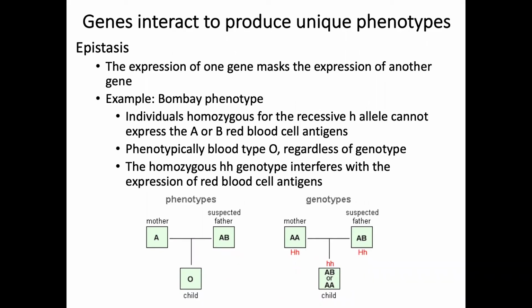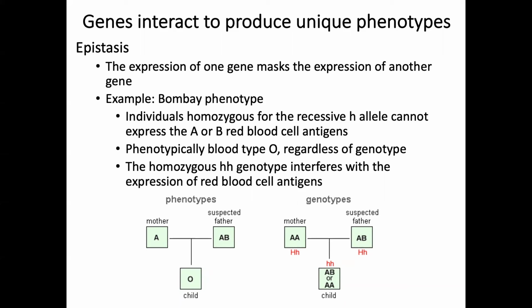Let's first take a look at the figure shown on the left, okay? You can see that there's a couple. Mom has blood type A, and the suspected father has blood type AB. Why is this dad suspected? Because based on what we learned from ABO blood types, the children should be any blood type, but not O, right? Therefore, whether this dad is the biological dad becomes suspicious.